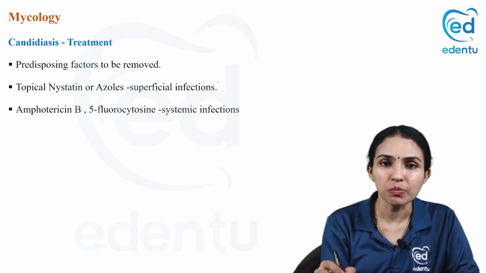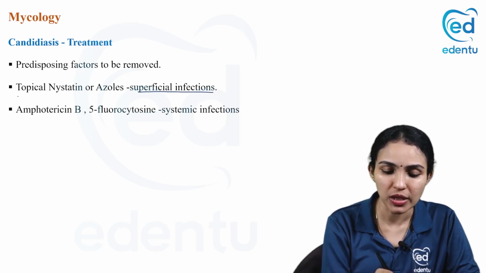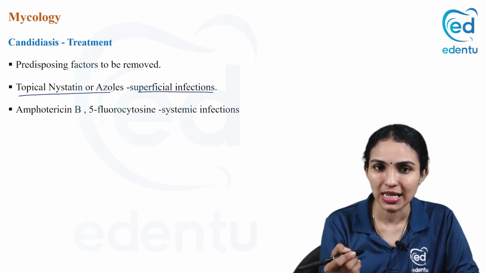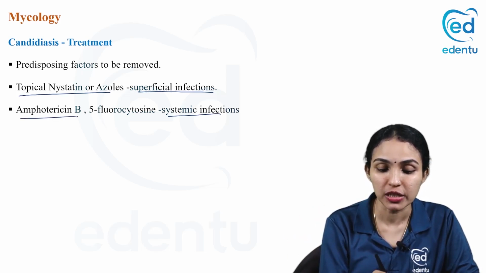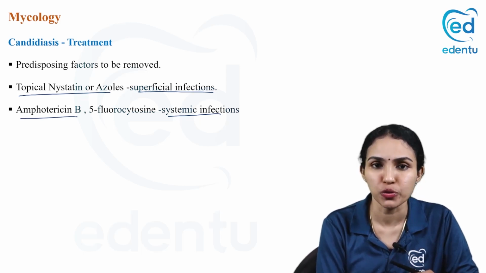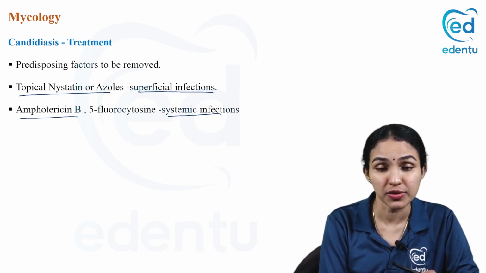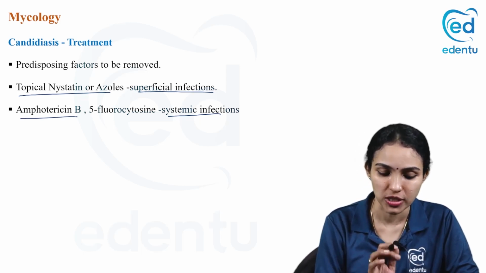So the drugs will depend upon, if it is a superficial infection, you can give topical drugs like nystatin or azoles. If it is a systemic infection, you have to give amphotericin B or 5-fluorocytosine has to be given in case of systemic candida infections.